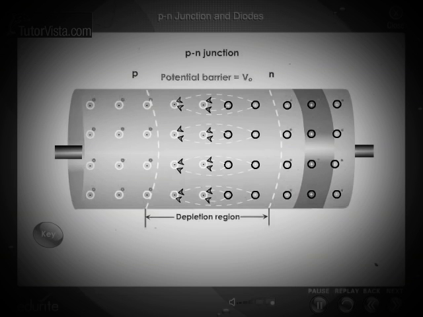From the figure, you can clearly see that the potential barrier that is set up gives rise to an electric field that prevents the respective majority carriers from crossing the barrier region.